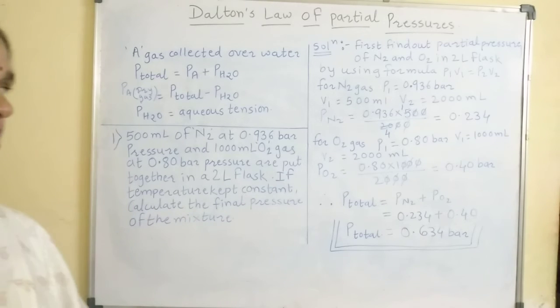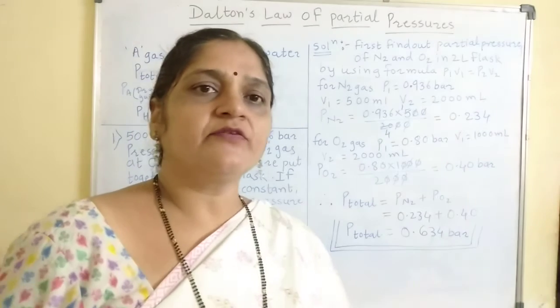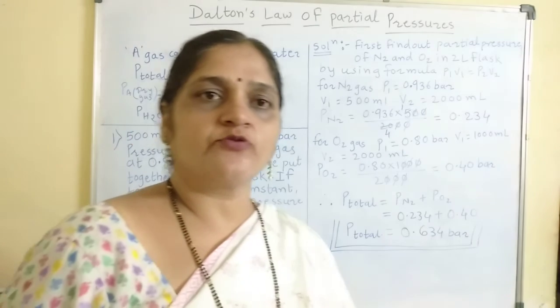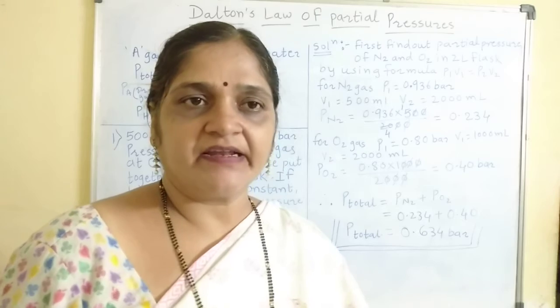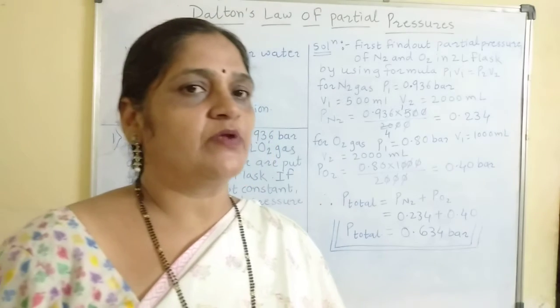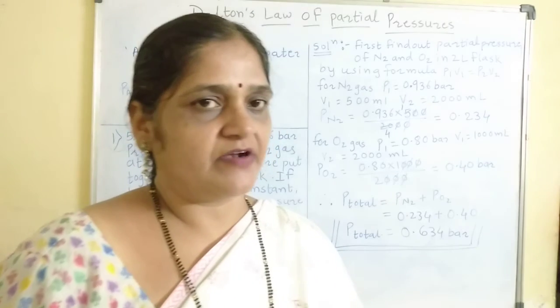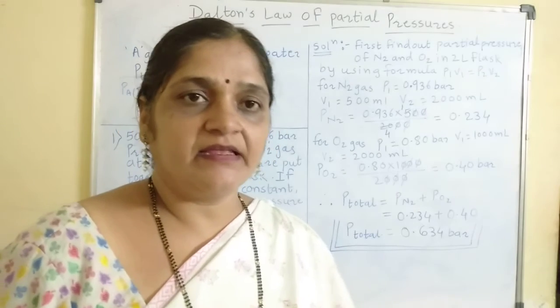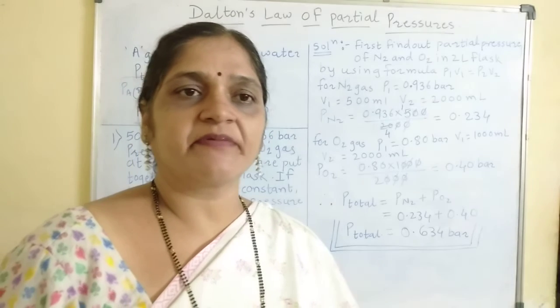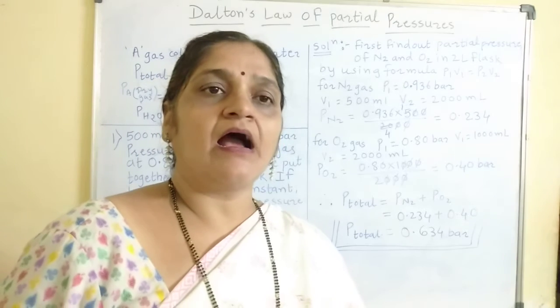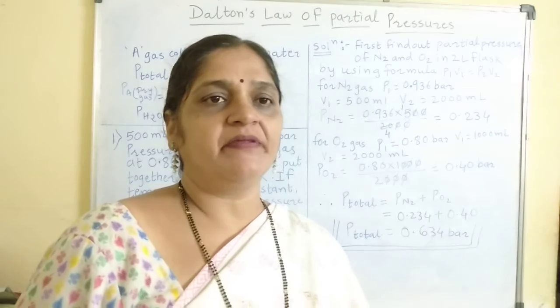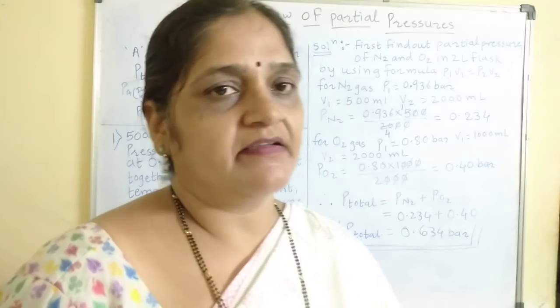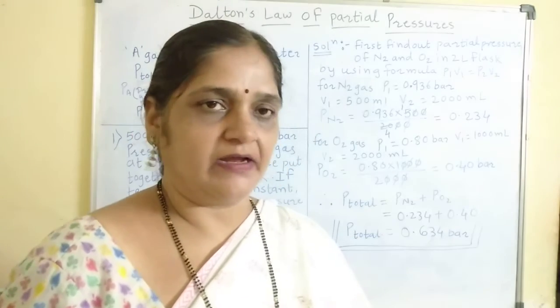So here there are two gases, nitrogen and oxygen. These two gases are present in a 2 liter flask. Their quantities are different. When they were filled in separately, their pressures were different. Now when they are in a mixture, what partial pressure are they having, and according to that, what is the total pressure of the mixture that we are supposed to find out.